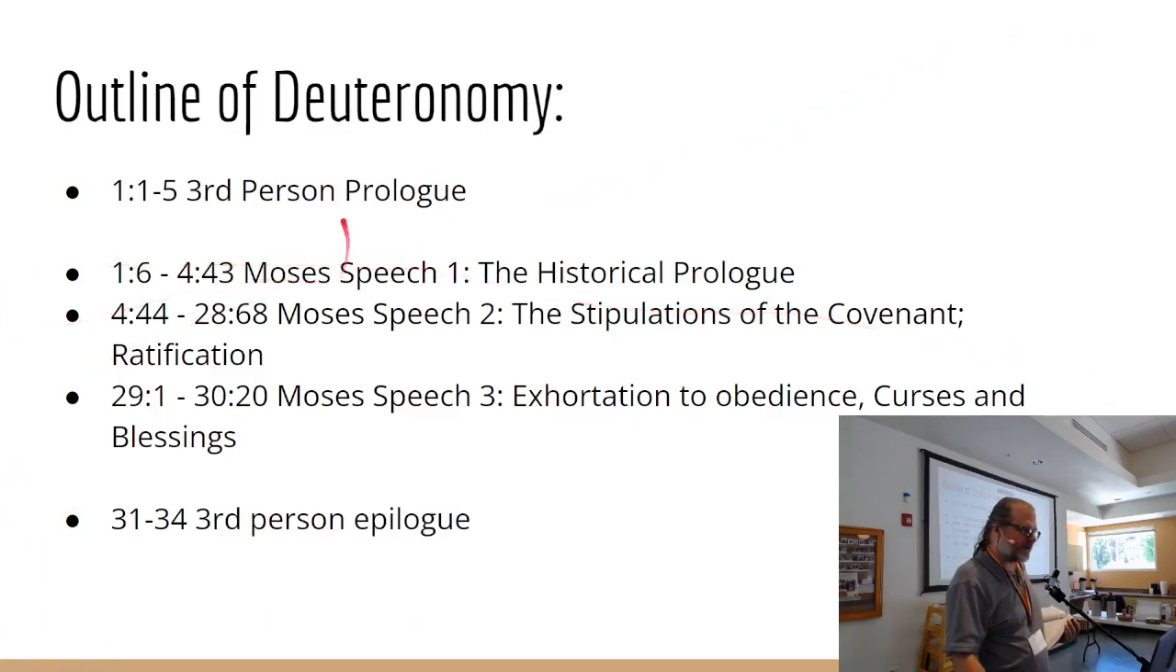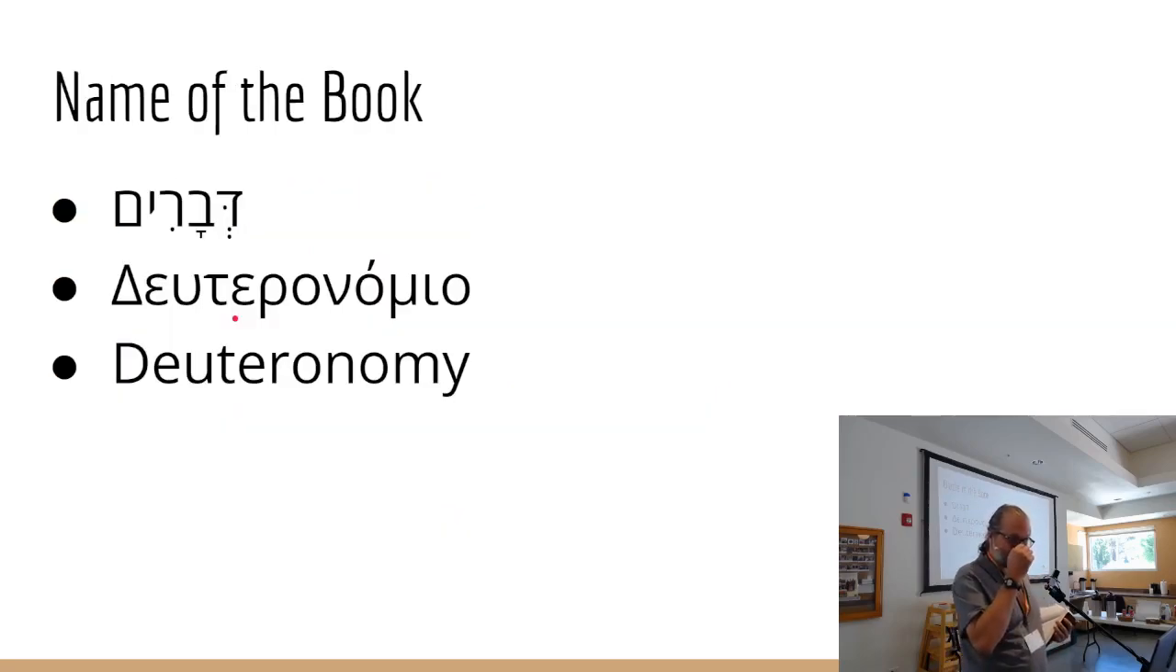There is a third-person prologue, which sets the stage. These are our three speeches, and then there's kind of a postlogue at the end. The postlogue does have some material from Moses in it, but for the most part, it's again a third-person conclusion to the book. So there's a third-person introduction, a third-person conclusion. In between, there are these three speeches of Moses, and it's all about getting this new generation to make a covenant with God.